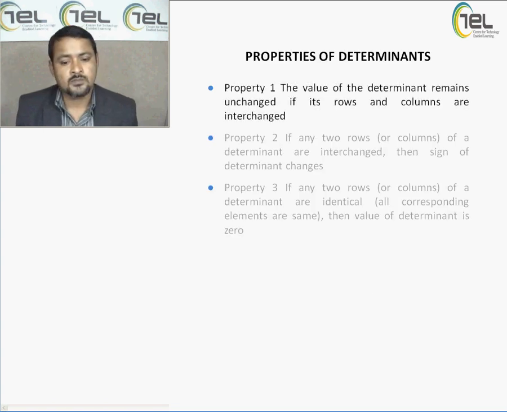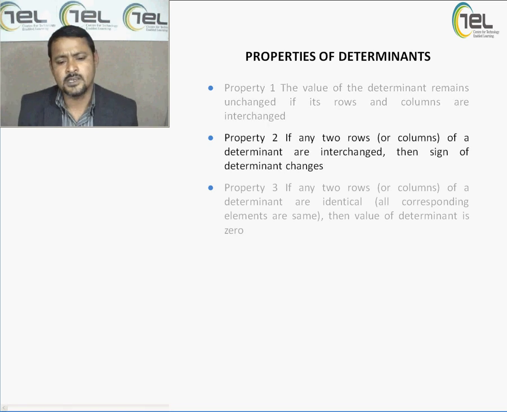Now we come to the properties of the determinant. As I have already told you, whether you expand the determinant by the rows or the columns, the value of the determinant will not change. Because of that property, even if you expand by rows like we did in the previous question, the answer is minus 52. If I do the same thing by expanding along the columns, the value will still come to be minus 52. So you don't have to worry whether you expand along the rows or columns.